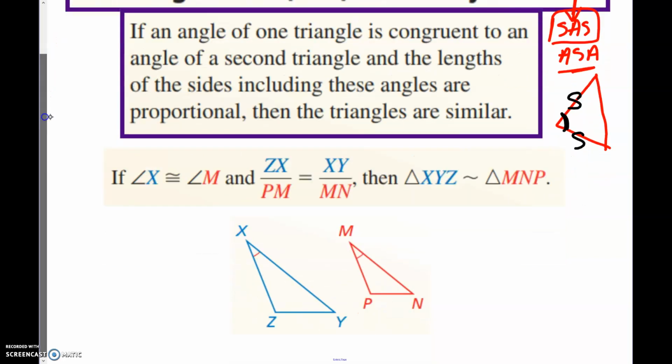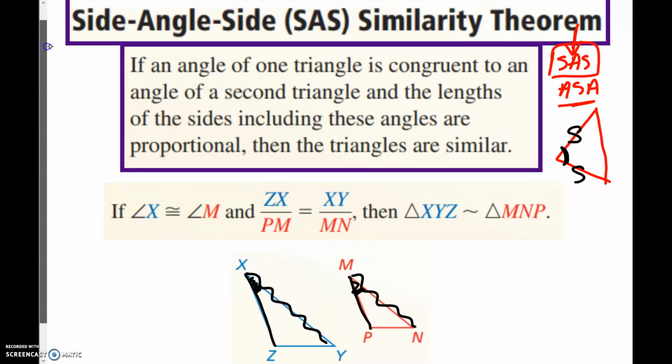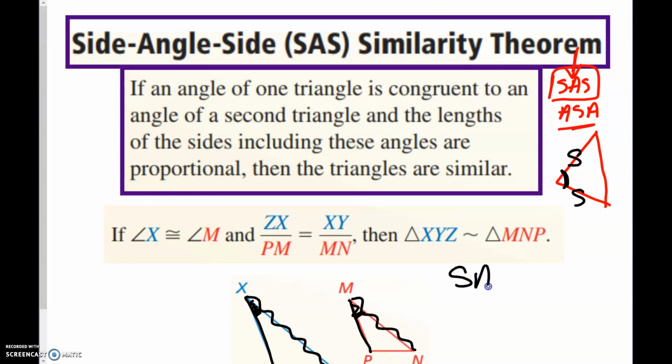When we look at these two triangles here, they are telling us that this side, XZ, is in the same proportion or ratio to MN as XY is to MN, and then we have the included angle. This is what makes this one the side-angle-side similarity. And again, the similarity is super important because we are not talking about congruence. We're talking about two different size triangles whose angles are congruent and whose sides are in the same ratio.